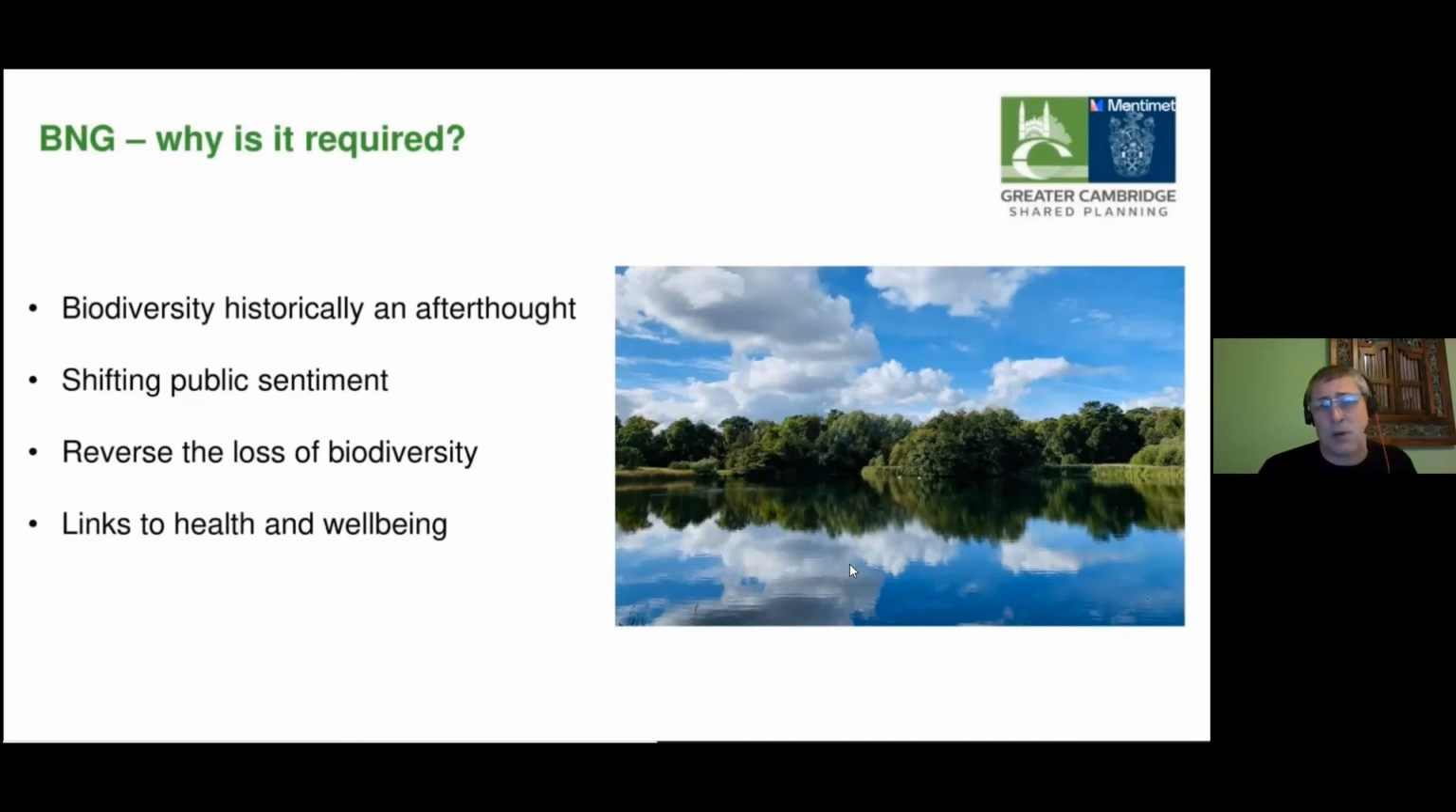We need to reverse the biodiversity loss, which accelerated really quite a lot in the mid-20th century after the last war. And since then, we've not really done well for biodiversity in this country.